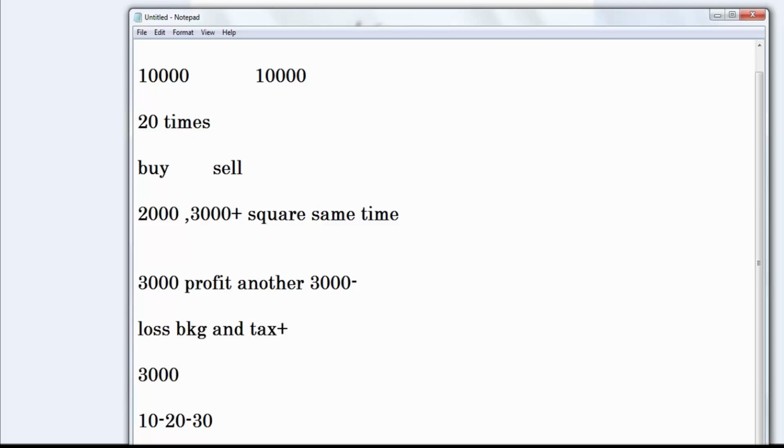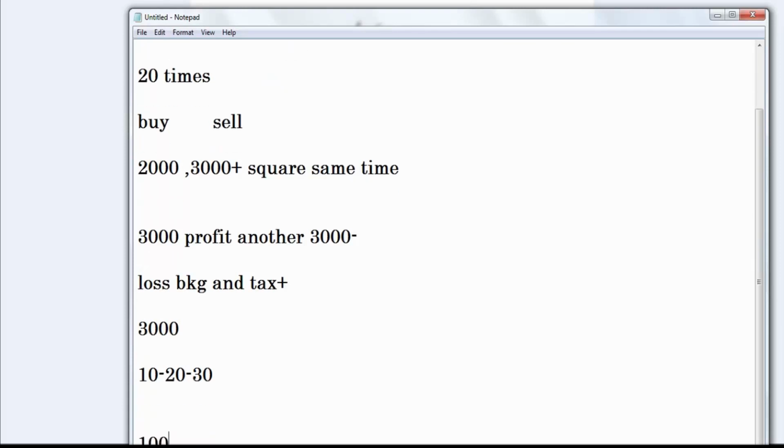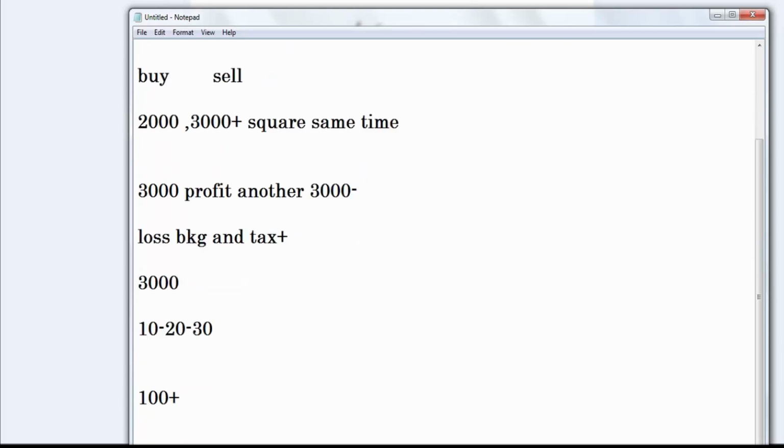So if I continue like that for 10, 20, 30 or 40 days, I'm sure at least 100 people will join my service. If I'm giving any service like that, 100 plus people will definitely join per month.